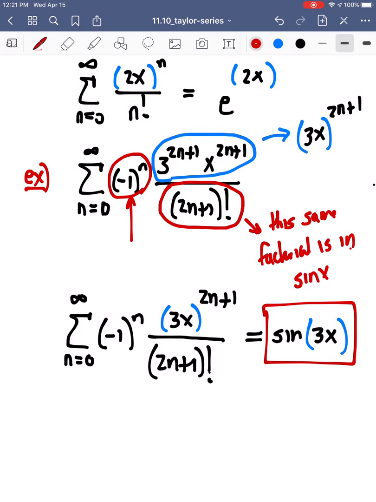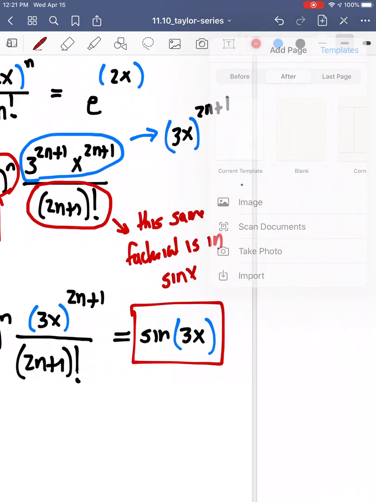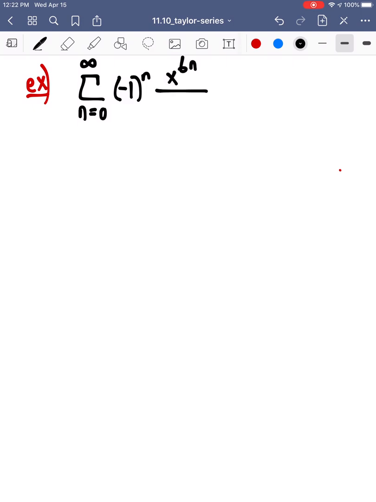All right, let's do another example of this. Here's an example where we have the sum from n equals 0 to infinity of minus 1 to the n times x to the 6n, all over 2n factorial. Now we're trying to figure out what this series converges to, and because there are x values, we're asking ourselves, what function of x does this series converge to?